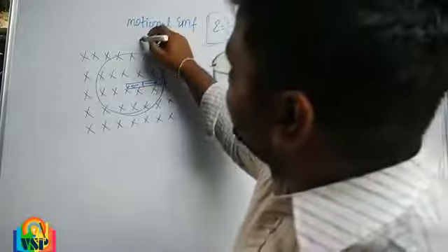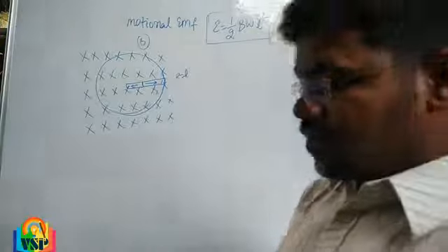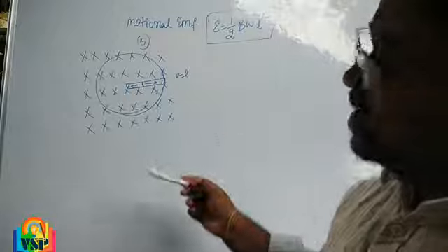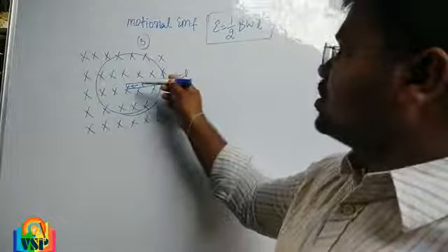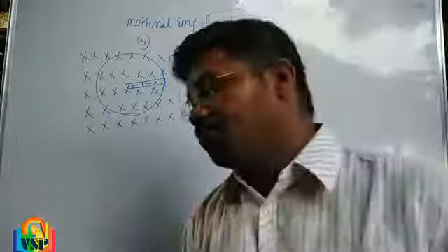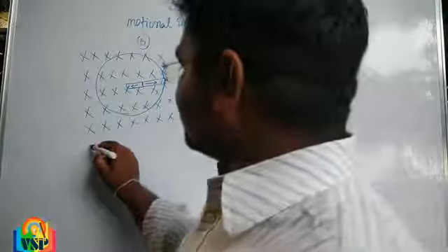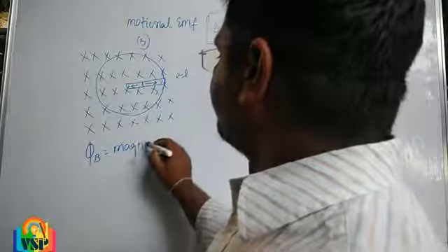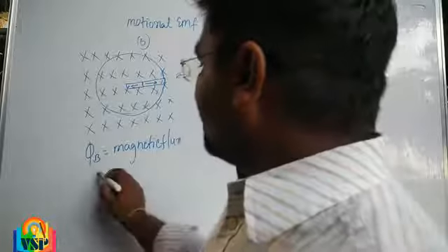Magnetic field B. How can we find motional EMF? We can produce EMF by the motion of a conductor, a metallic rod or metallic wire, inside the uniform magnetic field. Understand? Before that we have to find the magnetic flux, denoted phi B. What is the formula?